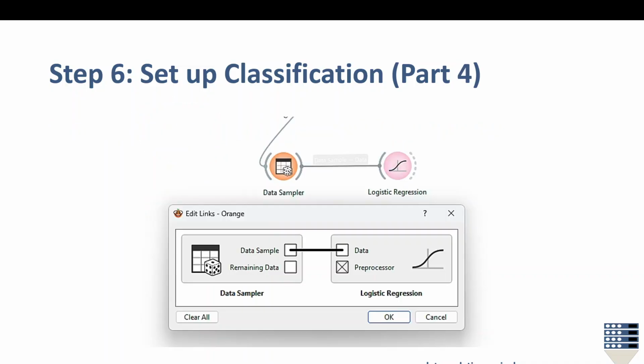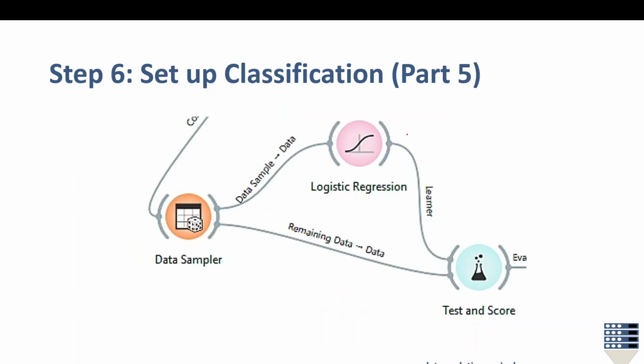So this is, for example, looking at the connector from the data sampler to the logistic regression. This says data sample underneath it. And so you click on this, and you want to make sure that it's sending the sample data, which is the training data and not the remaining data, through the model to make the model. I'll show you this.